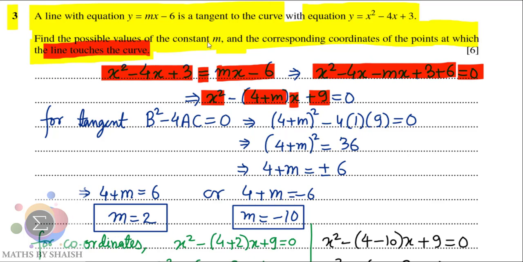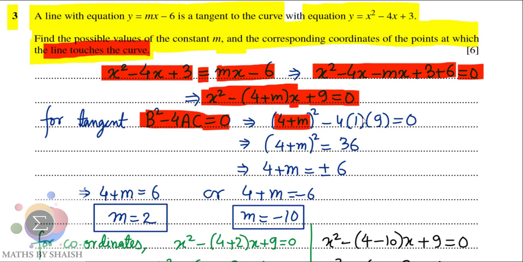Now since they have given that the line touches the curve, it means the line has to be tangent, or we can say for this quadratic equation we have to get only one solution, and for one solution we have b squared minus 4ac as 0. From here we get (4 plus m) whole squared minus 4 times 1 times 9 equals 0.